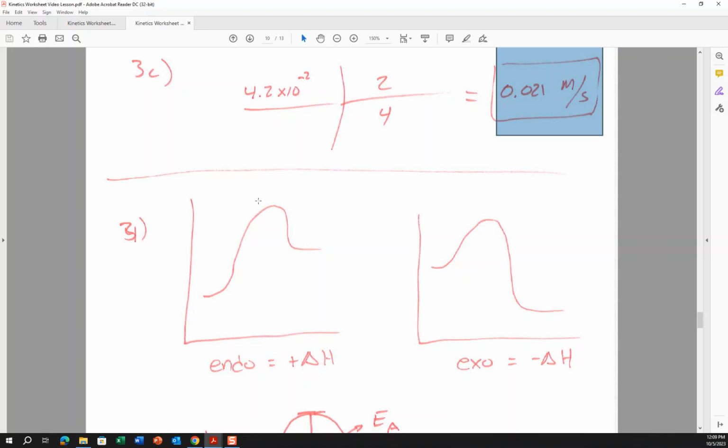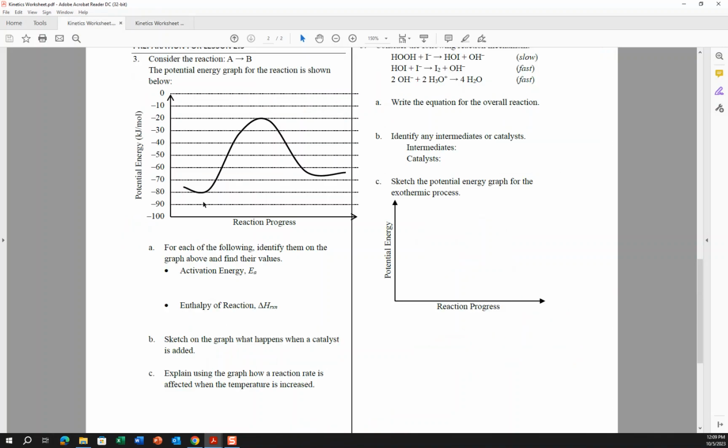This way, when the products have more energy than the reactants, that's endothermic. And if it was this way, energy was lost. We had higher energy here, and then we went to lower energy here. That would be a release of energy. That's exothermic. So just right off the bat, I can see that this is higher than that, so this would be an endothermic reaction.